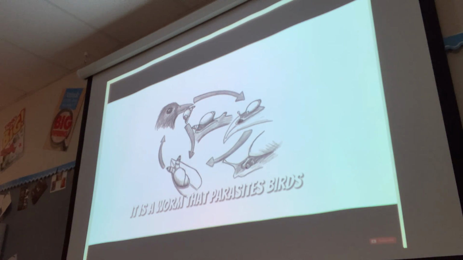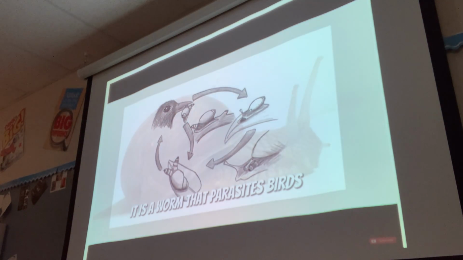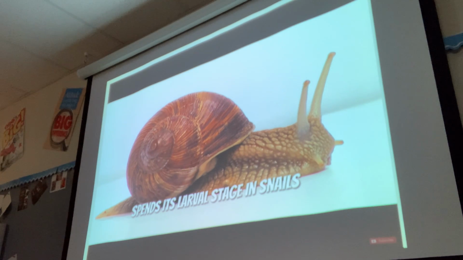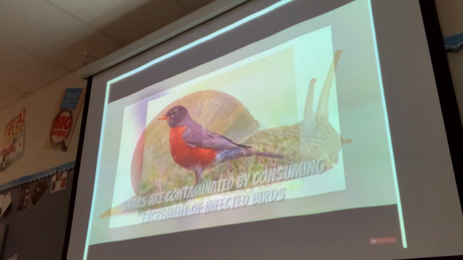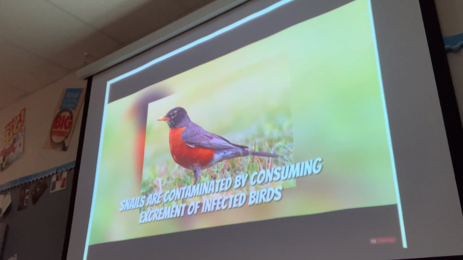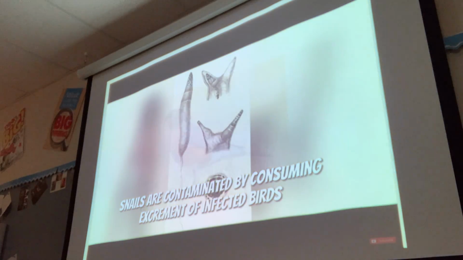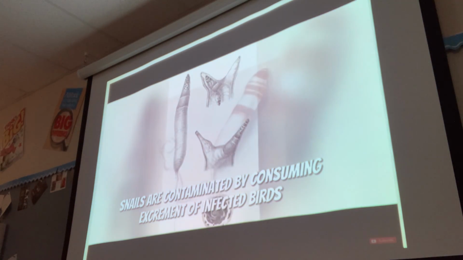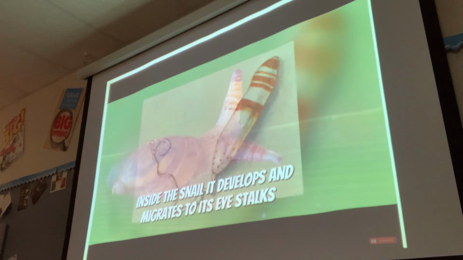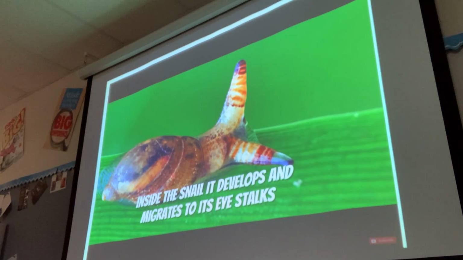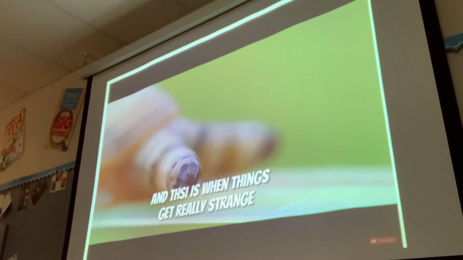Leucochloridium paradoxum. Leucochloridium paradoxum is a worm, and it parasitizes birds. Oh, this is a cool one too. However, it spends its larval stage in snails. When snails consume excrement of infected birds, they will also ingest eggs of the parasite. Inside the snail, it develops and migrates to its eye stalks. And this is when things start to get really strange.